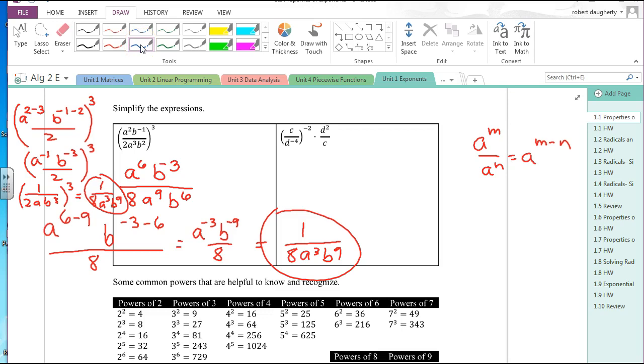What do you think my strategy is for that next one? Right, I could distribute the negative 2, or I could take care of that negative exponent to begin with. There are many things I could do. So let's write it like this: this is c times d to the 4th, to the negative 2, times d squared over c. What did I do there?